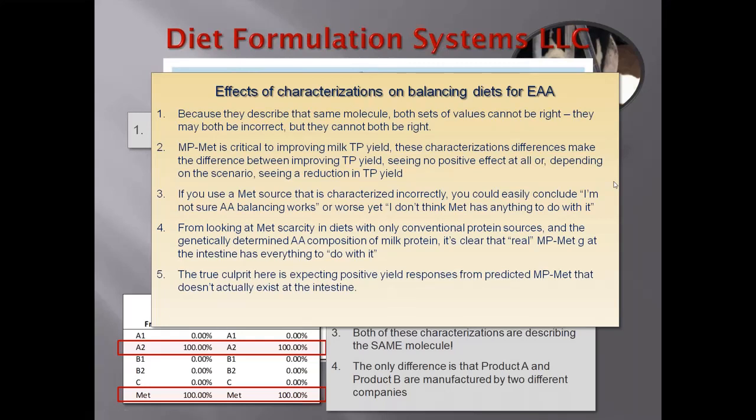So if we're not seeing what we should see in the way of response, the true culprit is expecting positive yield responses from predicted NP methionine that doesn't ever actually exist at the intestine. Again, that's critical too, because cows can't respond to predicted grams of NP methionine that represent prediction error, because they don't exist in reality. So the difference between these two characterizations on a methionine source is extremely important and should be taken into consideration when we formulate diets for lactating animals.